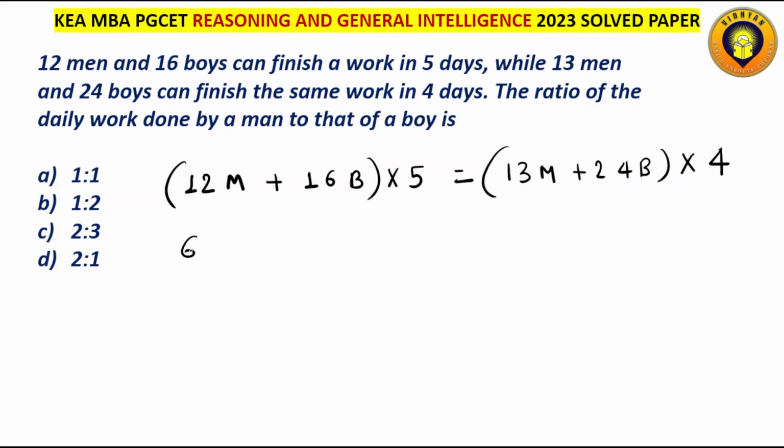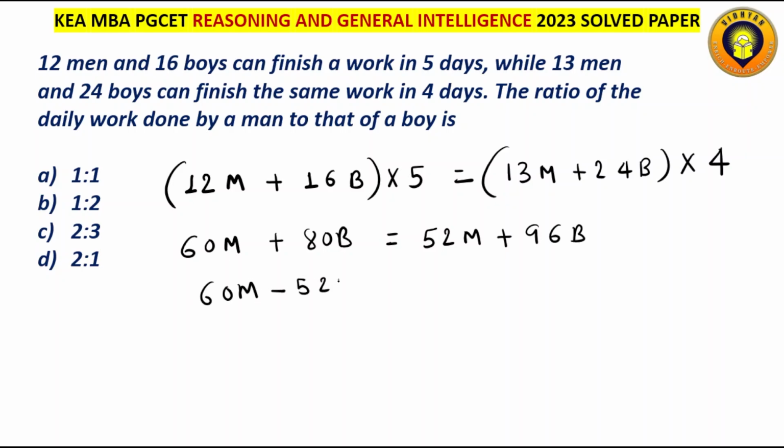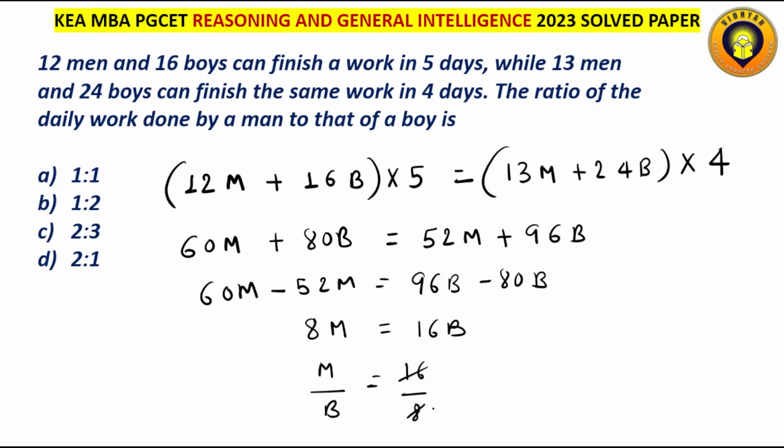Now multiply this. 12 5s are 60. 60 men plus 80 boys is equal to 52 men plus 96 boys. Now 60 men minus 52 men is equal to 96 boys minus 80 boys. 60 minus 52, 8 men is equal to 16 boys. Now men upon boys is equal to 16 upon 8, which is 2. Therefore the ratio of men to boys is 2 is to 1. Option D is the answer.